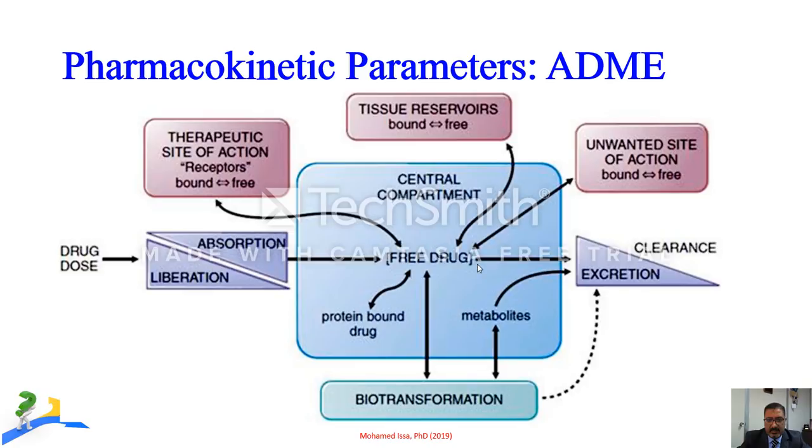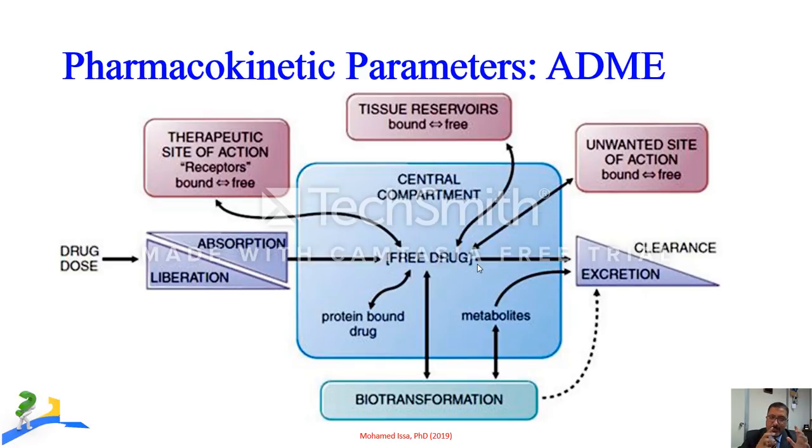So this is distribution. We have the free drug, it goes to the site of action, it goes to tissues, and it goes to the liver, the main organ for metabolism, where it undergoes biotransformation or metabolism. I want to say something about metabolism: drugs are metabolized mainly in the liver. The rationale behind metabolism is to inactivate drugs. It is a mechanism of the body for detoxification of foreign drugs.